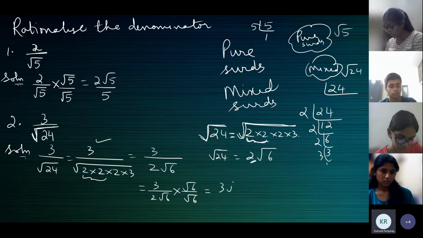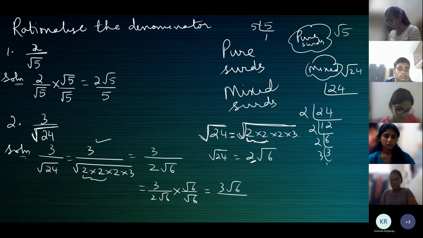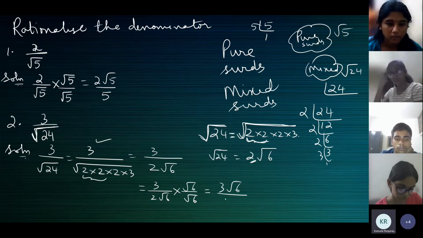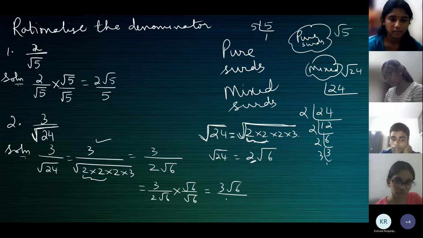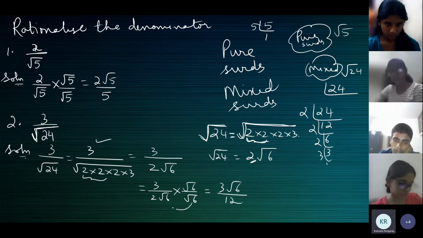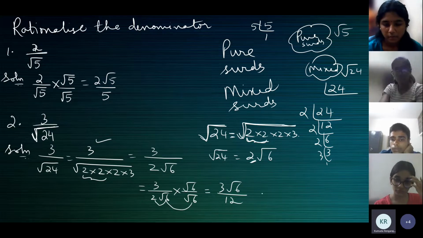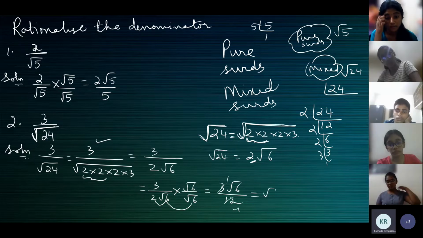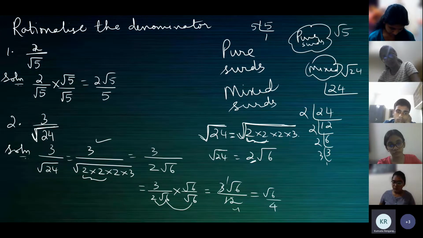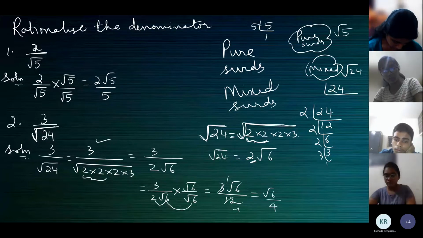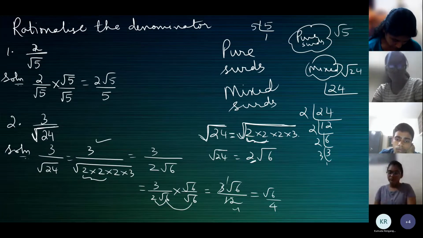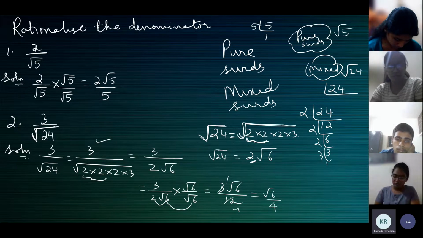So you will get 3 root 6 divided by, you need to multiply 2 root 6 and root 6. What is root 6 into root 6? 6. And what is 6 twos? 12. Is it understood? Root 6 into root 6 is 6 and 6 twos are 12. Now this can be simplified further. 3 ones are 3, 3 fours are 12. So root 6 by 4. Now you can see the denominator has become rational. Please write down this one.